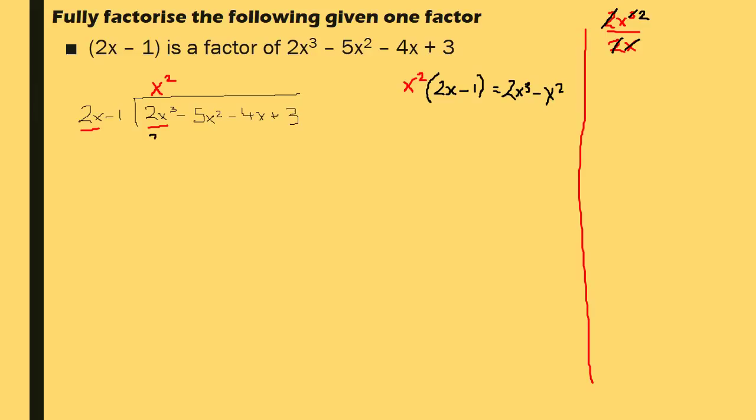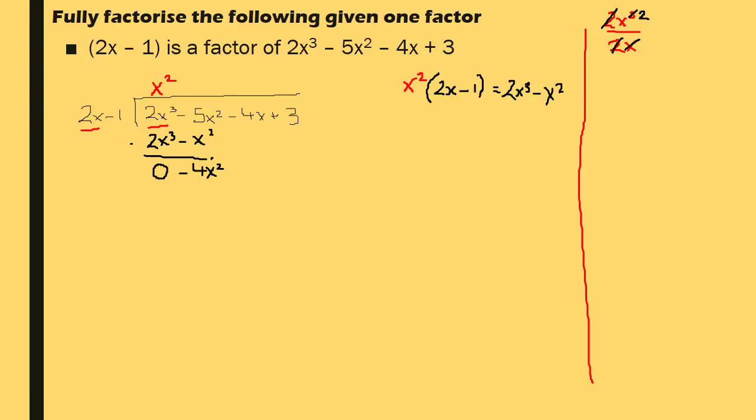And what I'm going to do is stick that in down below here. So I'm going to stick in my 2x cubed minus my x squared. And I'm going to take one away from the other to see what I've got from a remainder. So 2x cubed minus 2x cubed is nothing. And minus 5x squared minus x squared is minus 5x squared plus x squared, which is minus 4x squared.